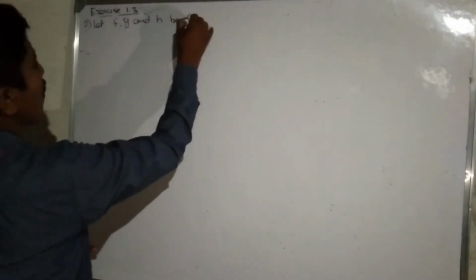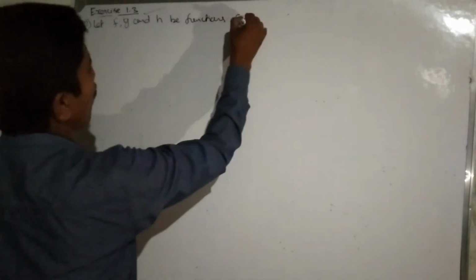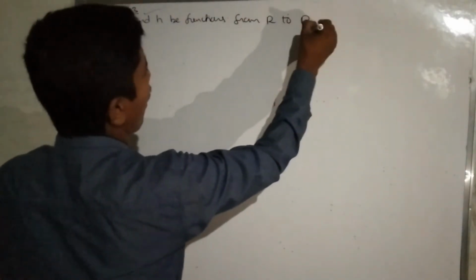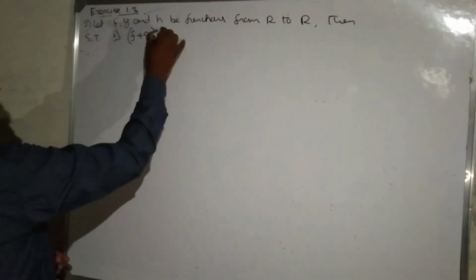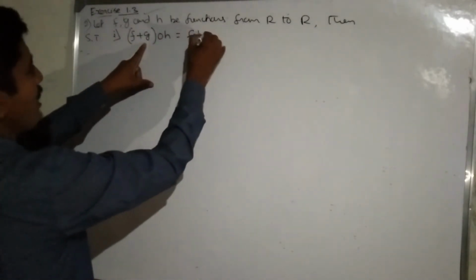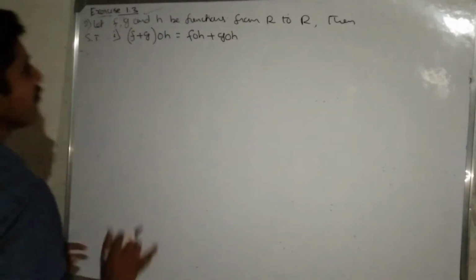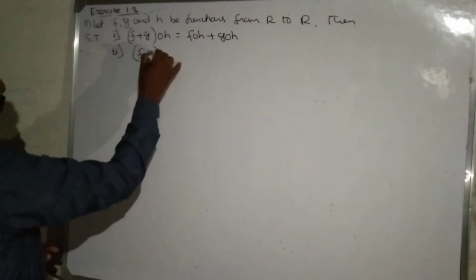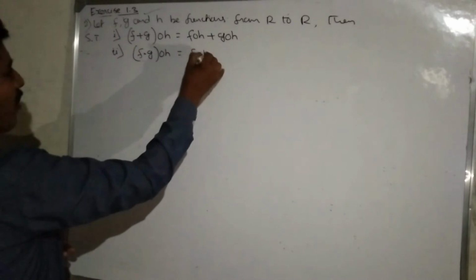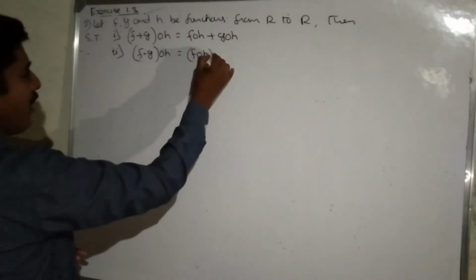Second problem. Let F, G and H be functions from R to R. Then show that, first, (F plus G) o H is equal to FoH plus GoH. Second, (F into G) o H is equal to FoH into GoH.